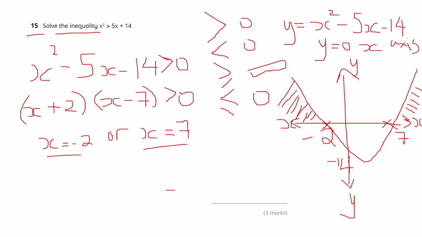So my final solution reads: x is less than minus 2, and x is greater than 7. That, guys, is going to be my final answer.